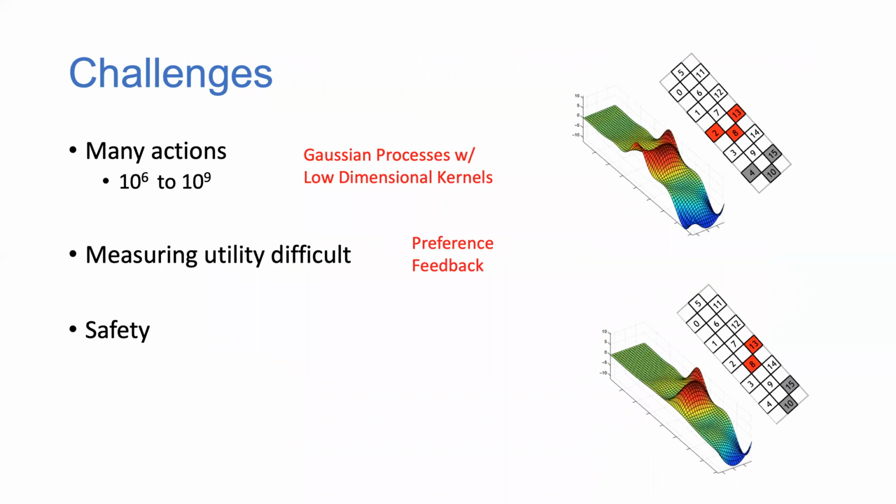And so that's how we're going to measure utility, via preference measurements. So instead of querying f of x, we're only going to query whether f of x is greater than f of x prime or less than f of x prime. Any questions about that?